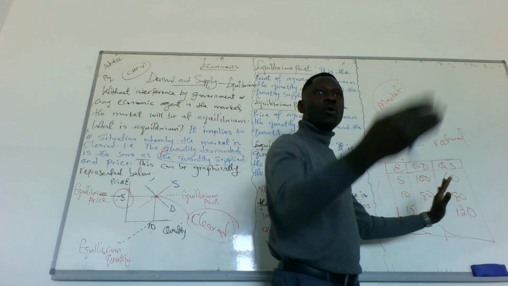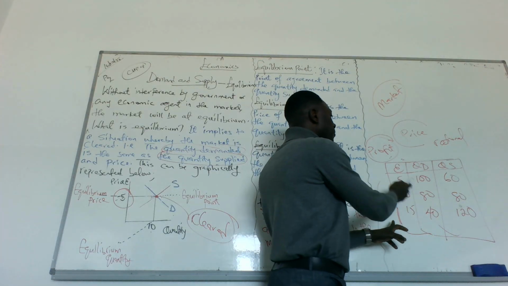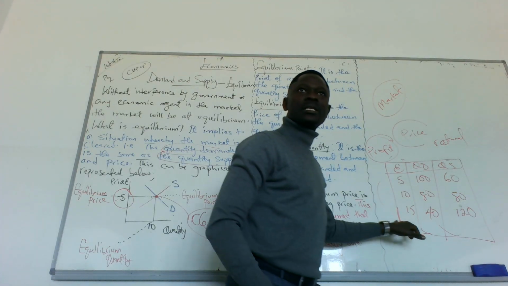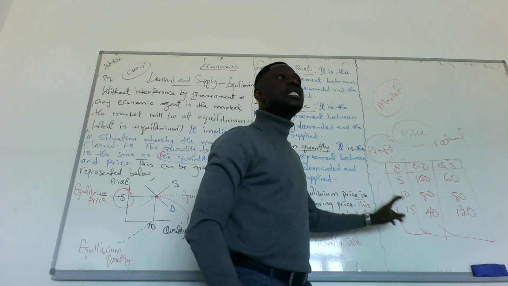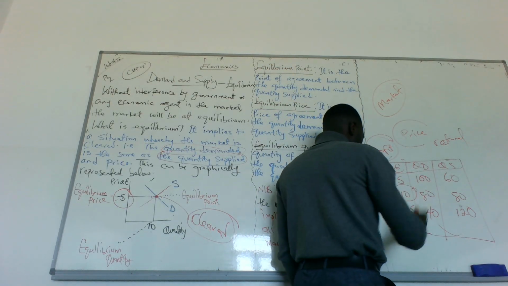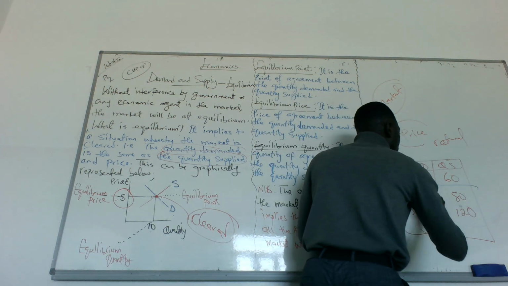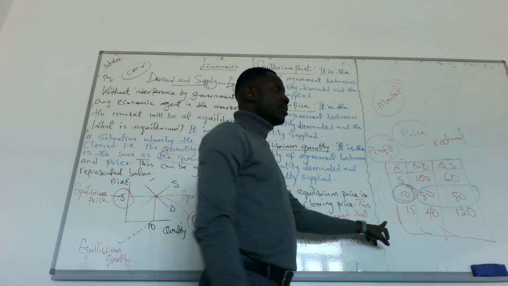So here, let's go back to the schedule. In the schedule here we have 5, 10, and 15. These are the market prices. Yes. But there's an equilibrium here. Where is the equilibrium? 80. So the equilibrium price is what? 10. So this is the equilibrium price. And the equilibrium quantity is what? 80.